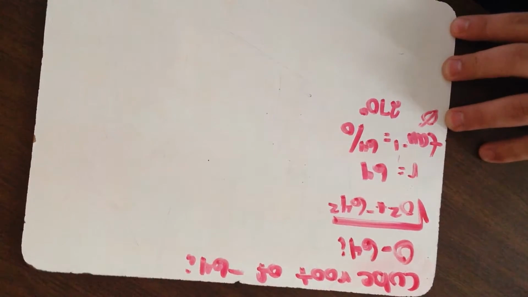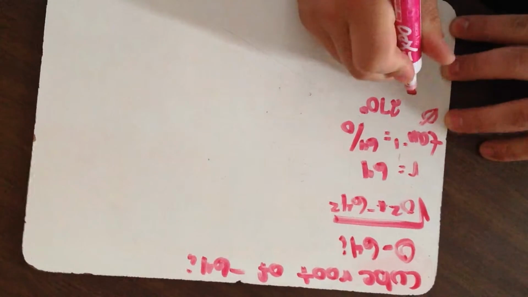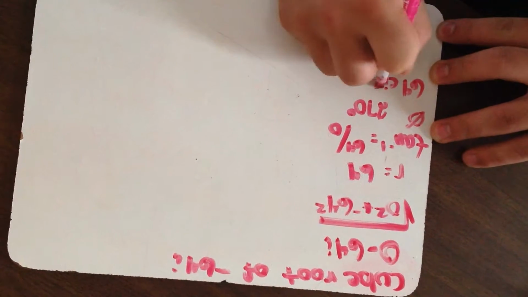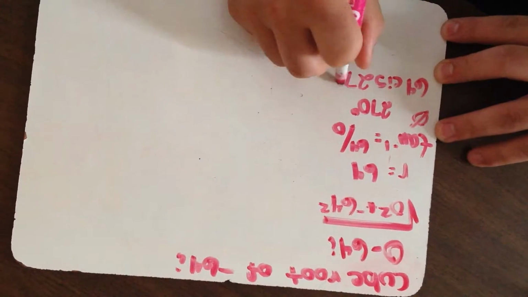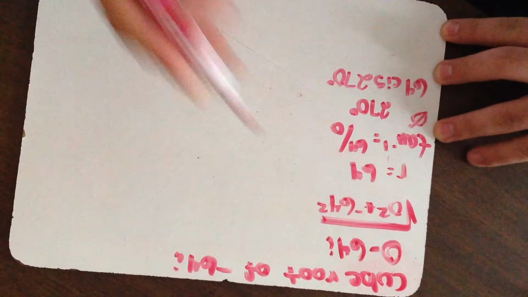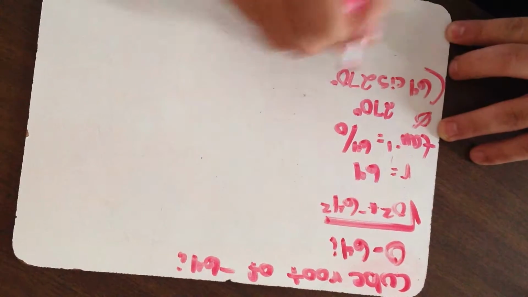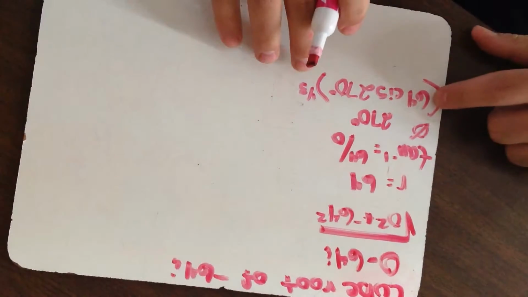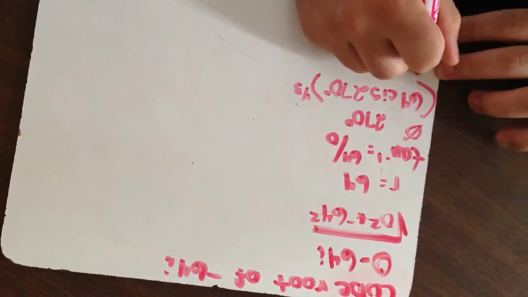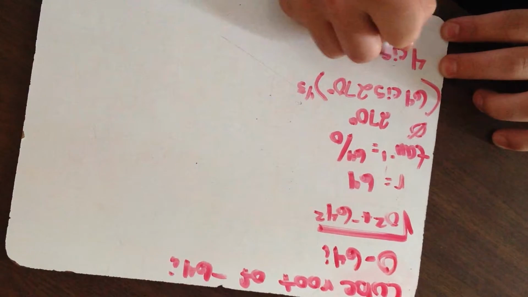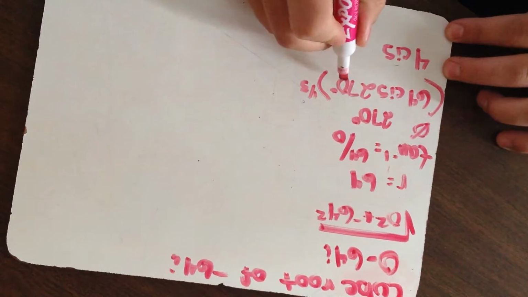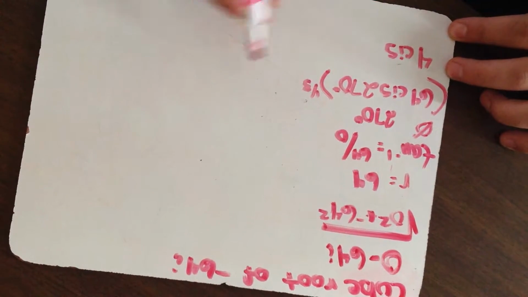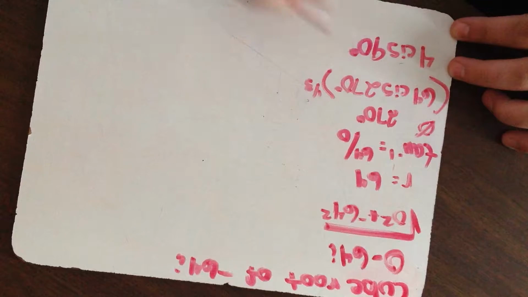Now we found our angle, so we're going to put it all together. So we're going to have 64 cis of 270 degrees. But we're finding a cube root, so we have to take the cube root of this. The cube root of 64 is 4 cis, and then you multiply the angle times the root. So 270 times 1/3 is 90 degrees.